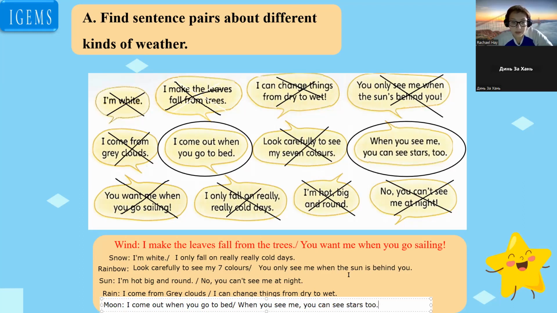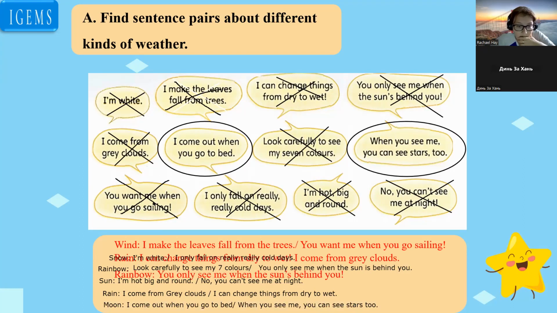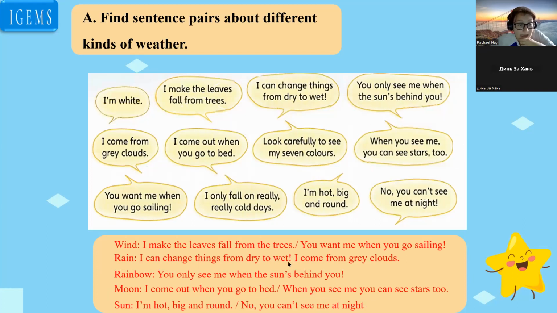Okay, so let's see. Okay, we remember what we wrote. Rain. I can change things from dry to wet. Yes, because rain makes you wet. And I come from grey clouds. Rainbow. You only see me when the sun is behind you. Moon. I come out when you go to bed. When you see me, you can see stars too. Sun. I'm hot, big, and round. No, you can't see me at night. Okay. The only one they forgot is this one here. This one goes for rainbow. Okay, well done. Right.